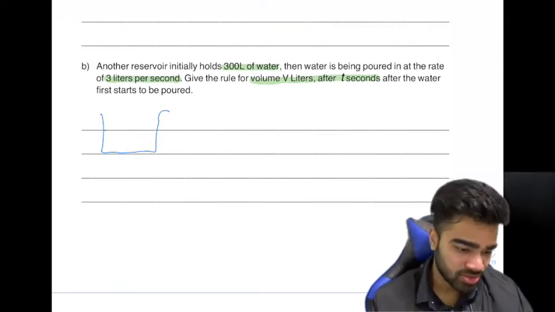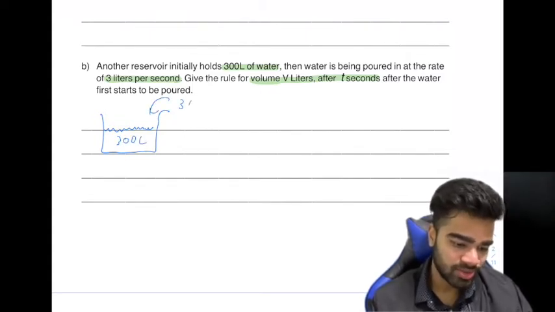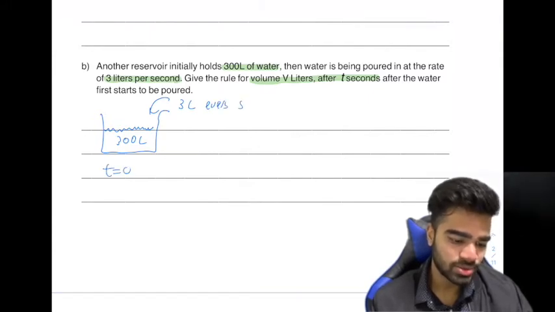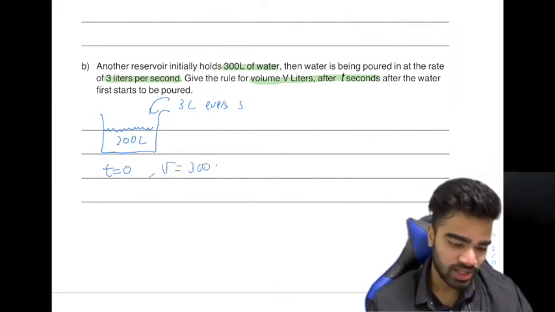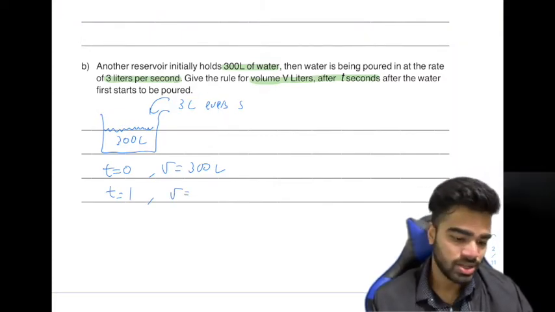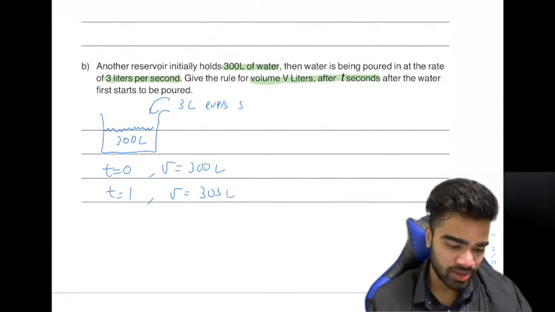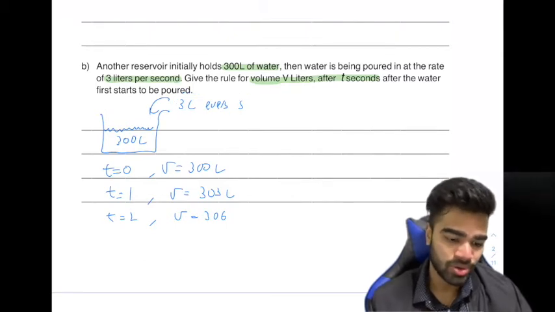All right, so this reservoir is not empty at the start. Initially, it has 300 liters of water. Then water is being poured in at the rate of 3 liters every second. Every second. So if t is equal to 0, guys, so at the very start, how much water is there? Well, there's 300 liters of water. If t is equal to 1, well, there's 300, plus an extra 3 liters of water being poured in, so volume is equal to 303. If t is equal to 2, volume is equal to 306 because it's 3 times 2 liters of water being poured in. So what do you guys think?